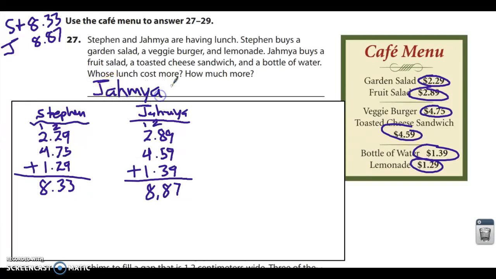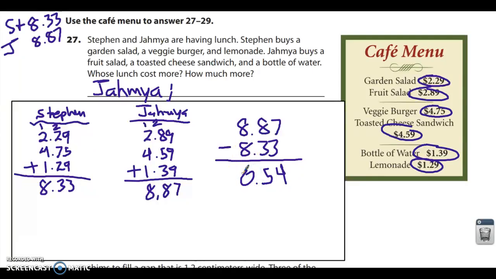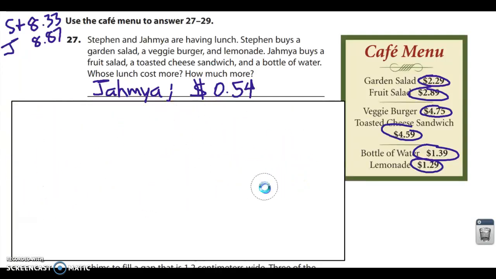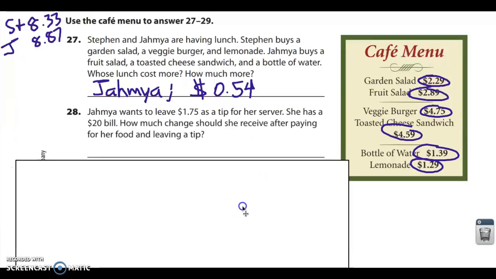And it asks how much more, so we need to do that real quick by subtracting. 887 minus 833. 4, 5, 0. 54 cents. How much more? 54 cents. Jemiah's meal costs more by 54 cents. All right, let's go ahead and... Now I recorded, just like hopefully you did, that Stephen's meal is 833 and Jemiah's meal is 887. We're going to need that for later.